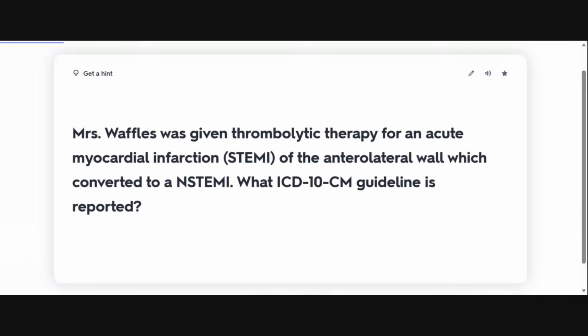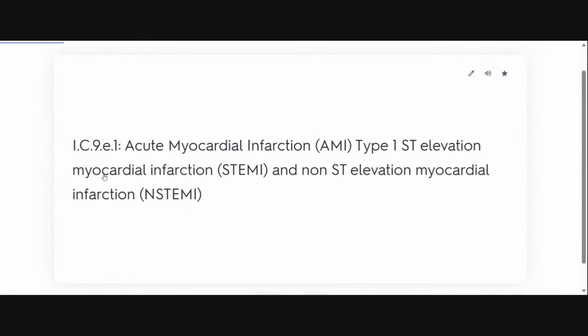All right, indeed. Everyone is on fire for this one. And yes, this one is going to be the I.C. 9.E.1. So acute myocardial infarction, AMI type 1, ST elevation myocardial infarction STEMI, and non-ST elevation myocardial infarction NSTEMI. And a lot of people got that one right. That was a very overwhelming response. That was awesome. So great job.